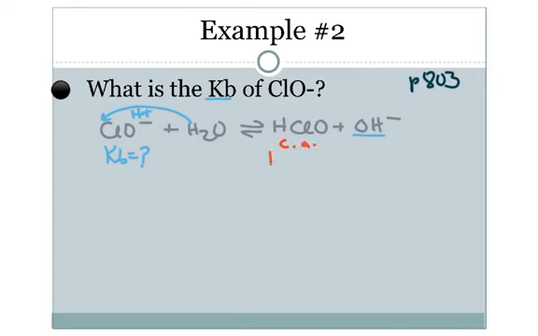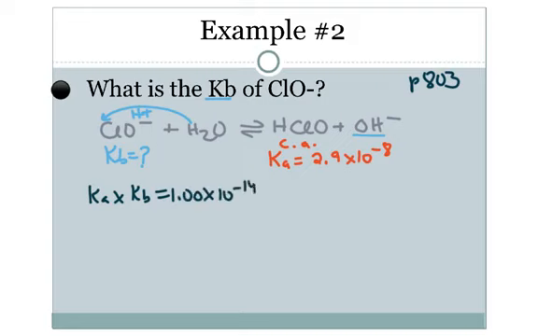So I'm going to look up the Ka for HClO, and that will help me get the answer. If I look this up in the table on page 803, it's 2.9 times 10 to the negative 8. Now I'm going to use my very handy relationship that Ka times Kb is always equal to 1 times 10 to the negative 14 between conjugate pairs. I'm going to substitute and solve. When I do that, I should get 3.4 times 10 to the negative 7. Hopefully you were able to get that correct.